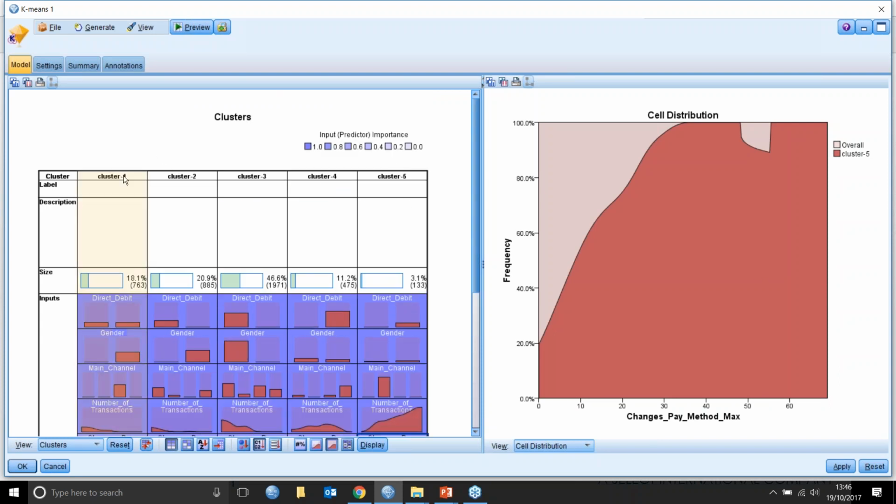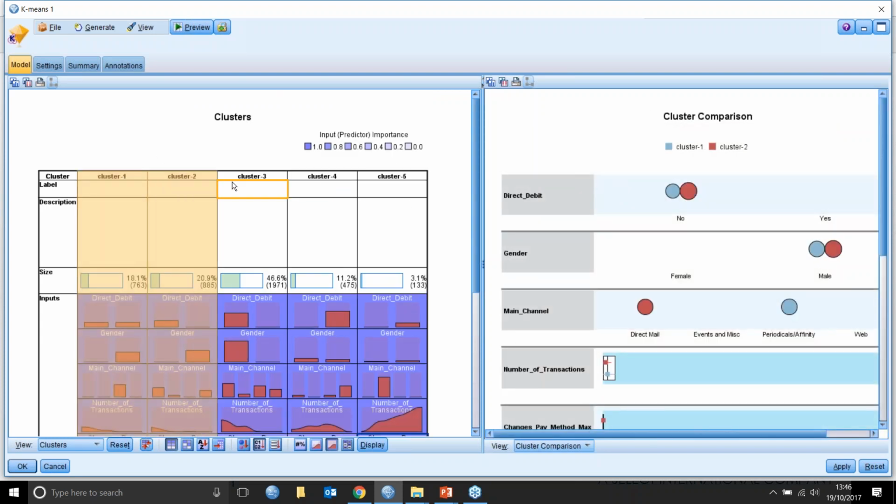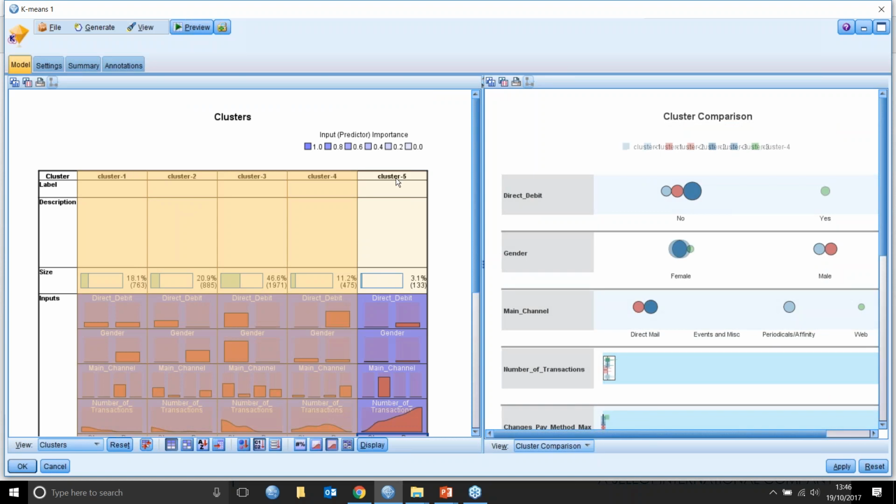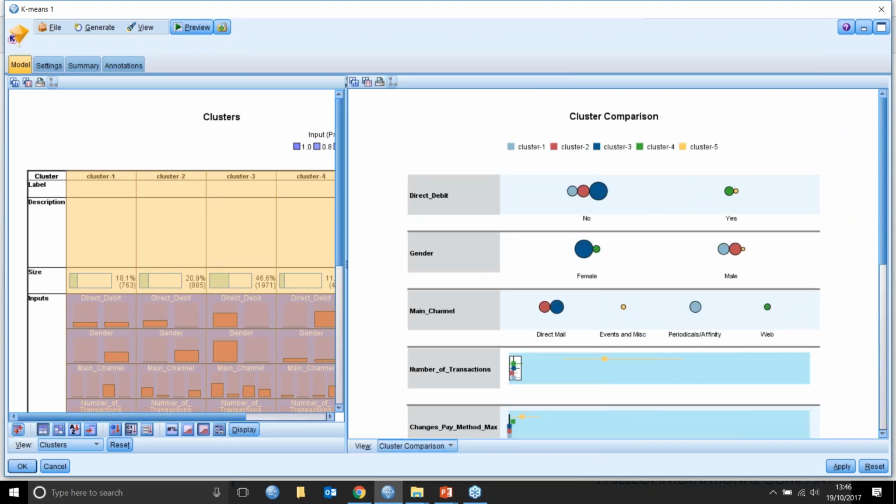If we want to compare them all, we can click on the header, and it starts to build up a picture of how they compare. So we can say that cluster groups 1, 2 and 3 are mostly made up of people not using direct debit. 4 and 5 are mostly made up of people using direct debit. Here's the breakdown in terms of male and female in different colors. Here's the main channel. Here you can see number of transactions.